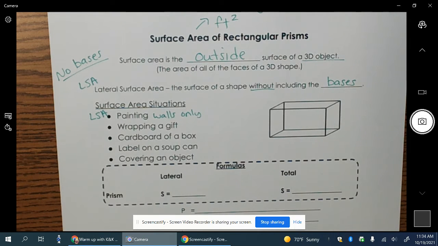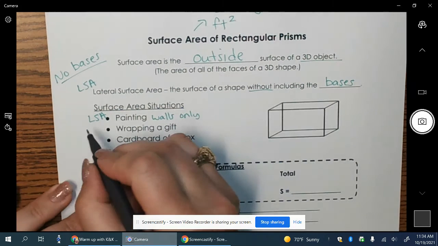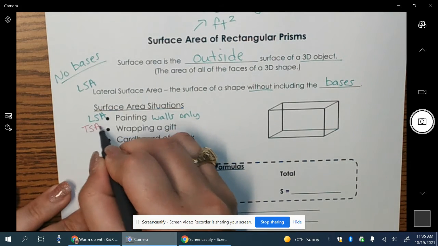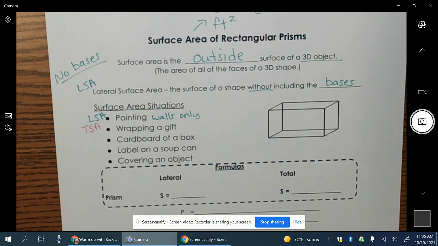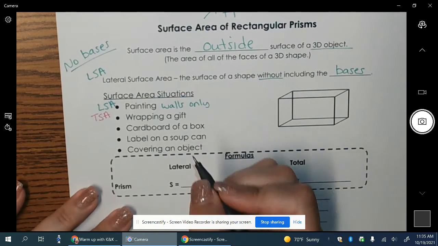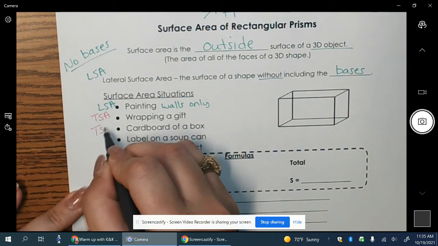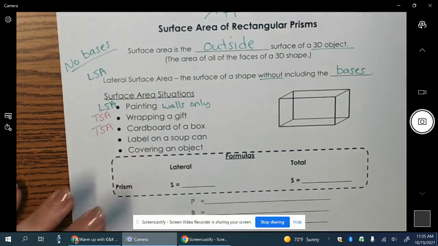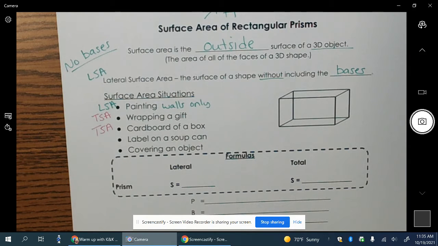If I'm wrapping a gift, do I wrap every side of it? Yes, unless I ran out of wrapping paper. If you have a cardboard box and you want to fold it up to make a cereal box, would that be total or lateral? Total, because if you don't do every side, your cereal's going to fall out.